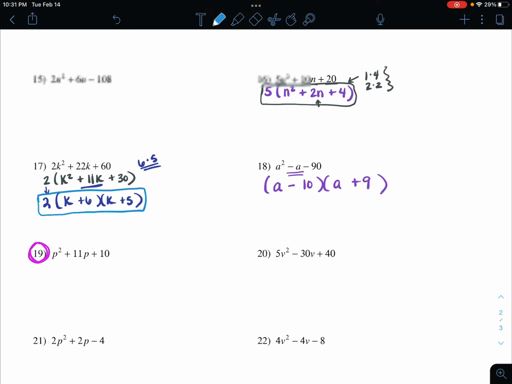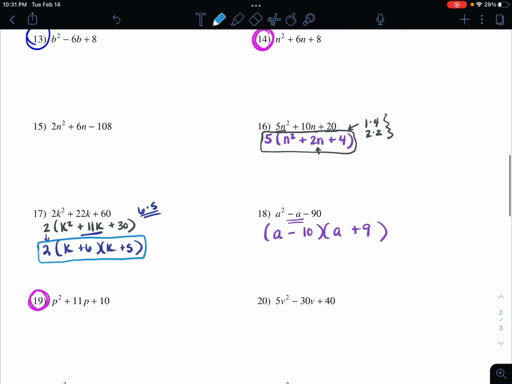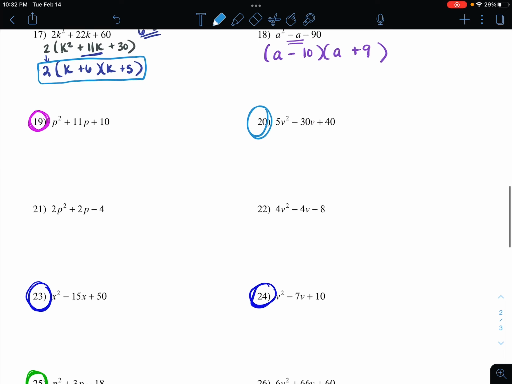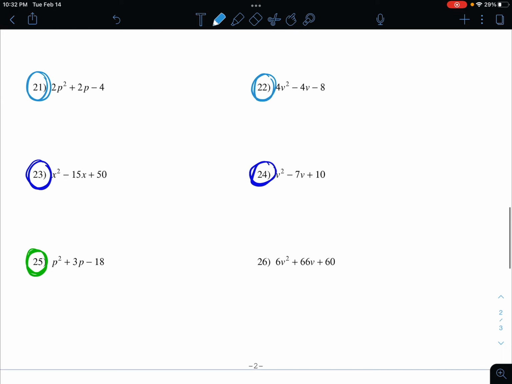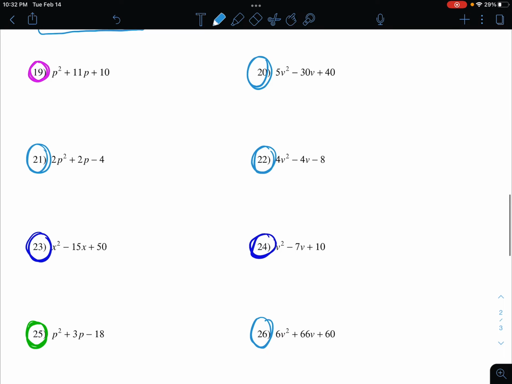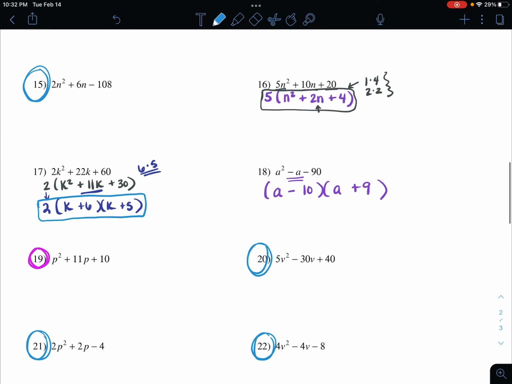So on all of the other ones, I'm totally making an assumption here because number 16 was a little weird. All the ones with the numbers in front, they all have a greatest common factor, which you can take out. And then it would make it like the other ones that we did.